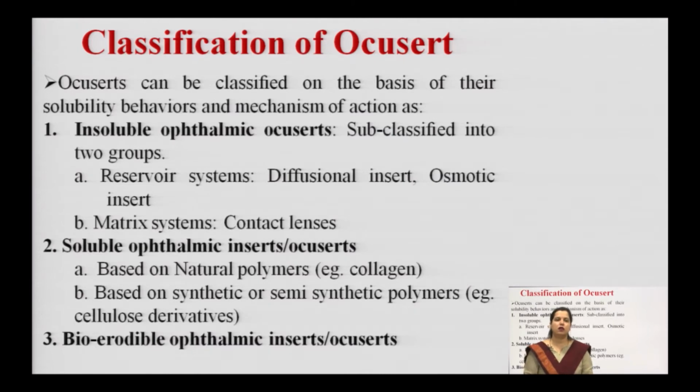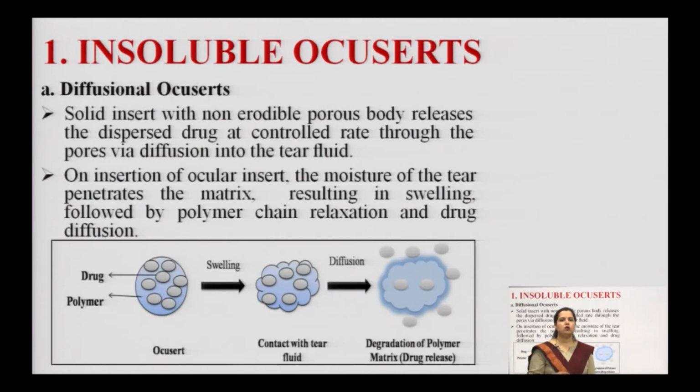Third one is bioerodible ophthalmic inserts or OcuSerts, right. So, bioerodible, that is, biologically they can degrade or erode within the eye. So, no need to remove after treatment. So, first we will discuss insoluble OcuSerts. Now, you see in the picture the drug and polymer OcuSert, matrix type. So, first we will have a discussion.